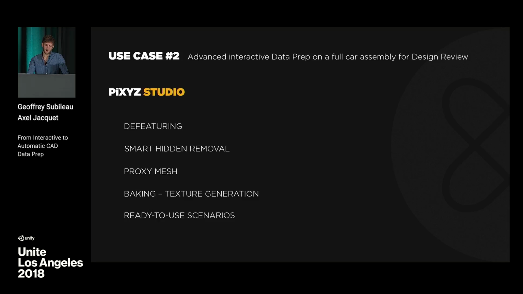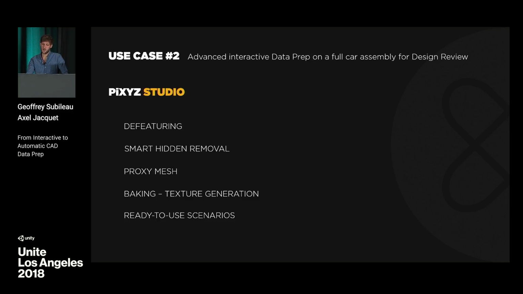And we also have the smart hidden removal, which is basically the same thing as the smart orient. It's going to place automatically some cameras all around the model, and everything that is not being seen by these cameras will be simply deleted. So you'll have a lower quantity of meshes.